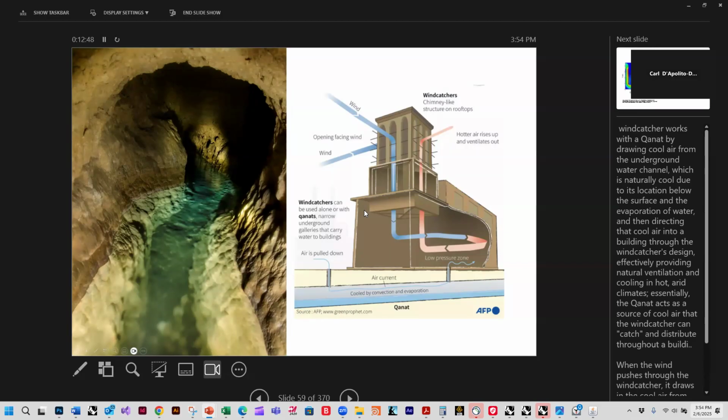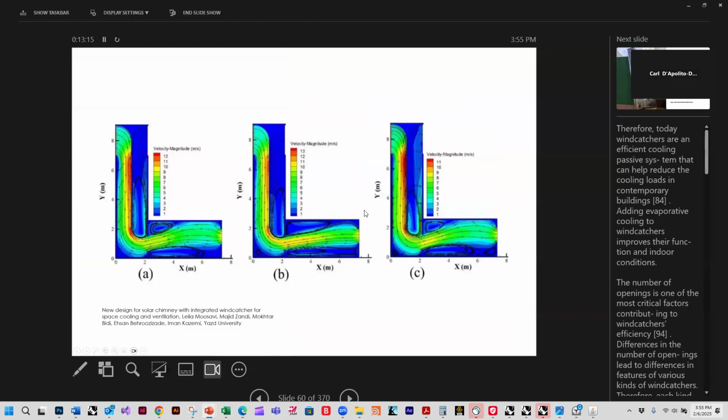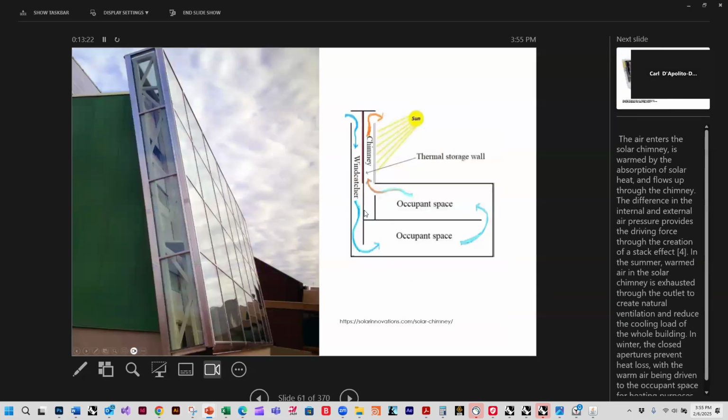And then this is hot, so it's got low pressure. The air rises up. And then this movement of the air also draws air through the underground tunnel, and that air cools down as well. So it's a way to keep the interior cool. And we also have examples of people trying this out in different situations and seeing how it works.